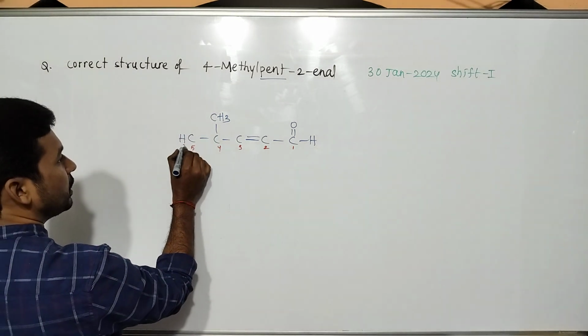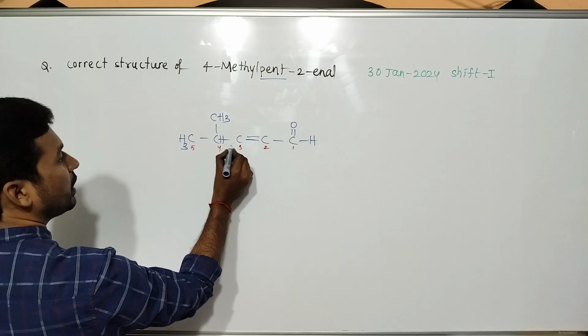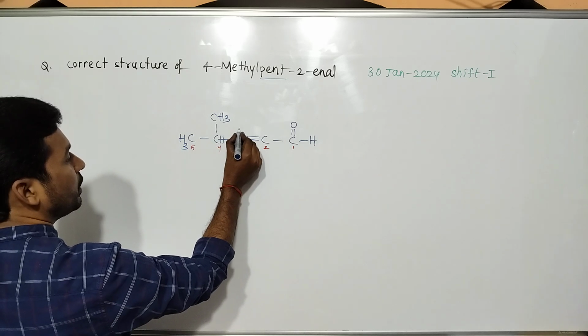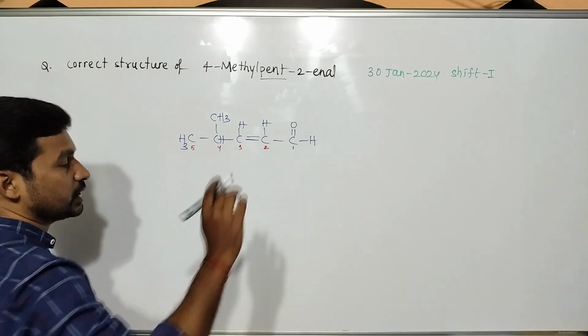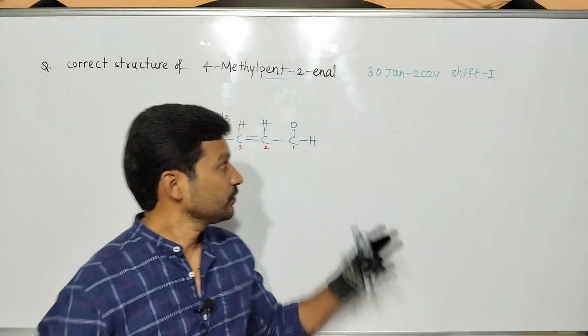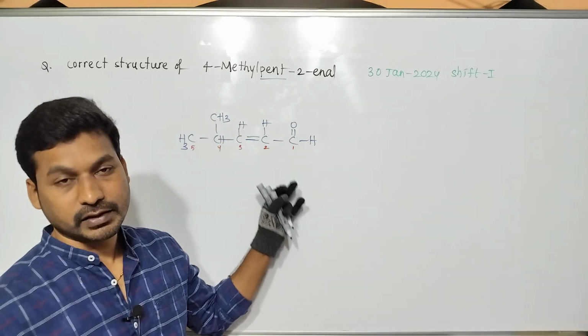So here CH3, here 3 bonds are there, 1 hydrogen, and only 3 bonds are there, 1 hydrogen, 3 bonds are there, 1 hydrogen. This is the correct structure of that molecule. Identify like this. Okay.